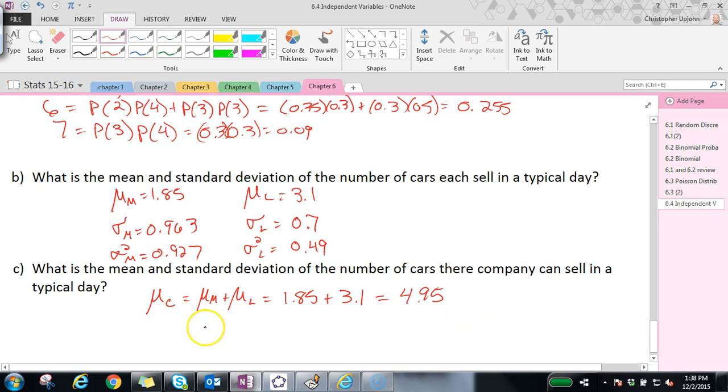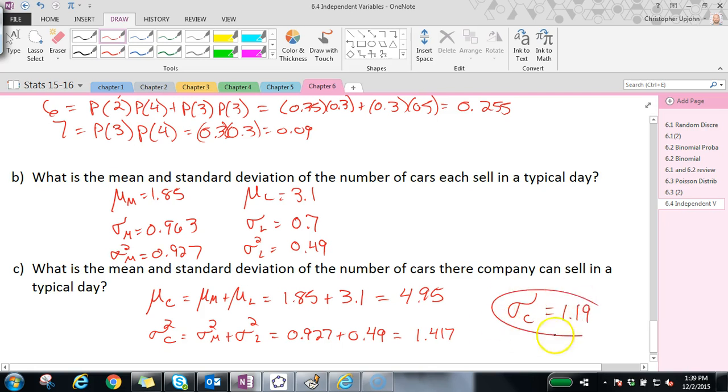So that's pretty straightforward. If we want to find the standard deviation, we have to look at the variances, because the variance of the cars is the variance of Mario plus the variance of Luigi, which is 0.927 plus 0.49, which would be 1.417. But I want the standard deviation of C. So I take the square root of that, which turns into 1.29. That's what I'm looking for. And that's how you do this.